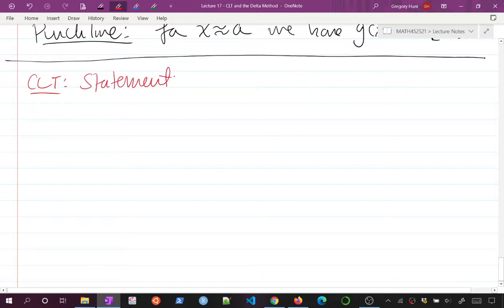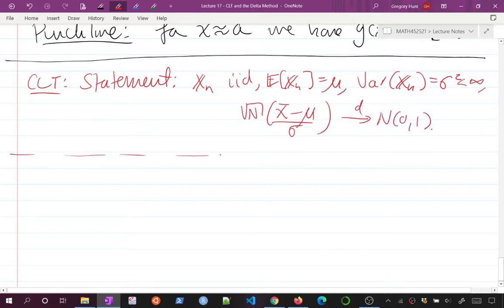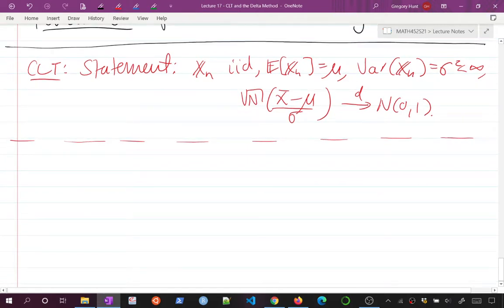And then we can go through the proof. It's actually not too bad of a proof. The statement of the CLT says again that my xn's are IID, the expected value of my xn's is mu, the variance of my xn's is sigma squared, that's finite, and it then says that root n times x bar minus mu over sigma converges in distribution to a standard normal. Okay. So that's the statement of the central limit theorem.